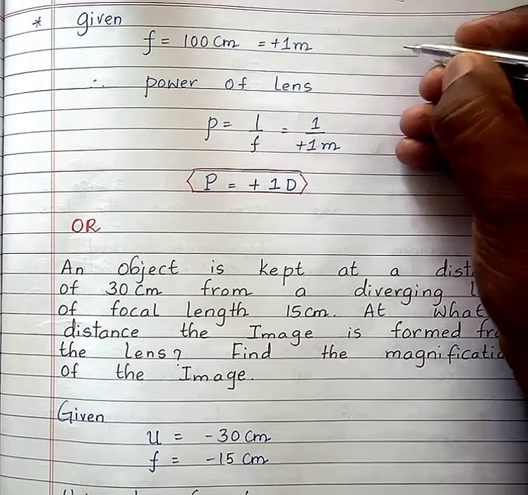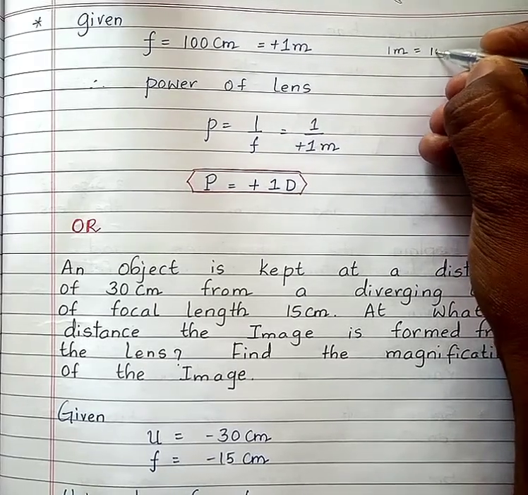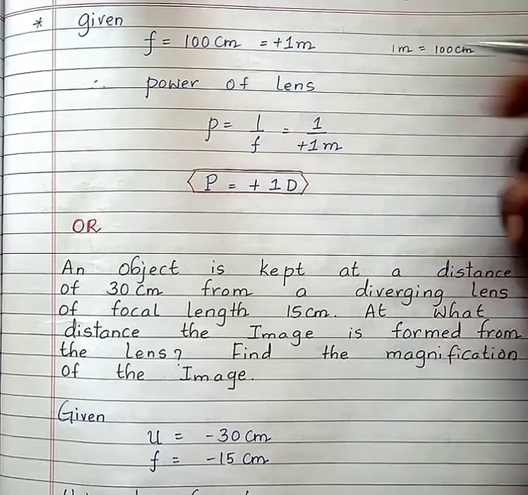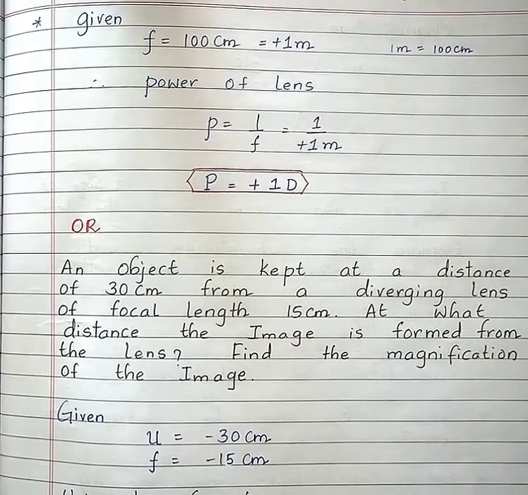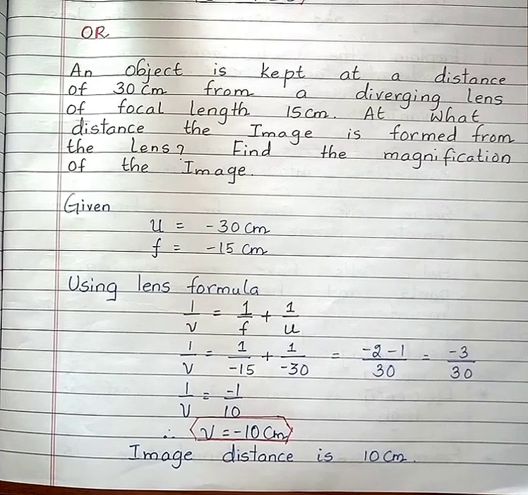Now we know that power of lens is the reciprocal of its focal length. P is equal to 1 by F, which is equal to 1 by plus 1 meter. P is equal to plus 1 diopter. Plus sign indicates it is a convex lens.